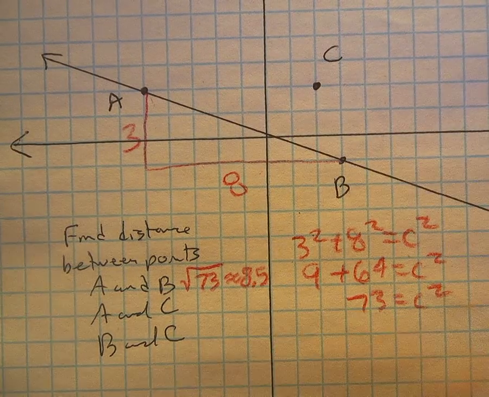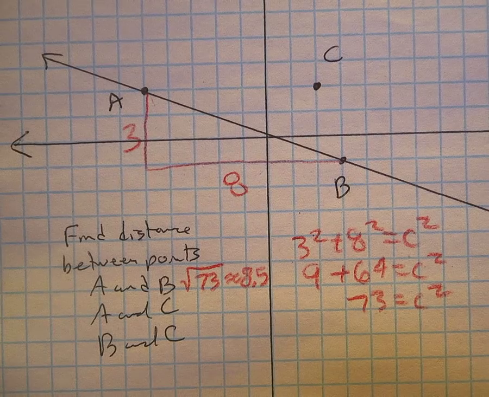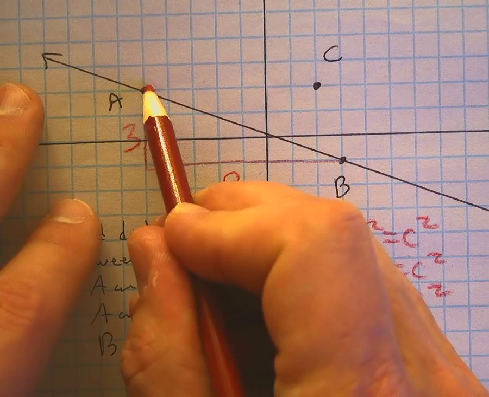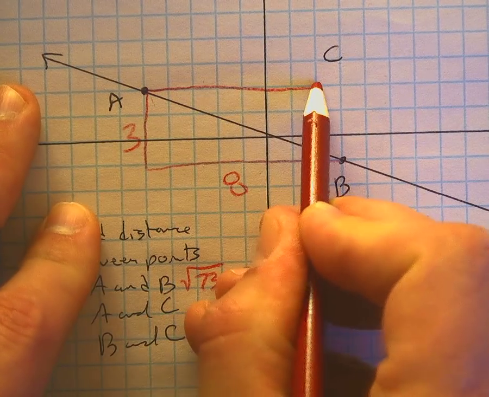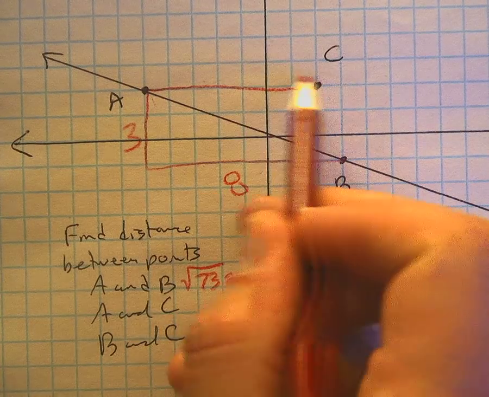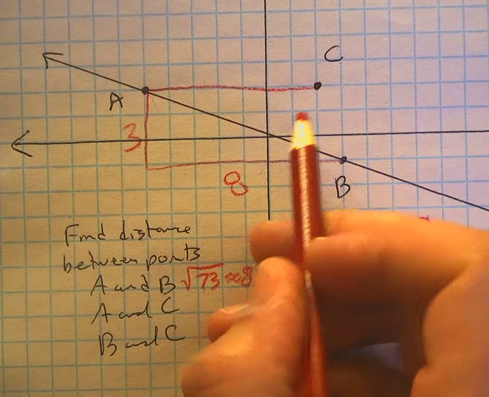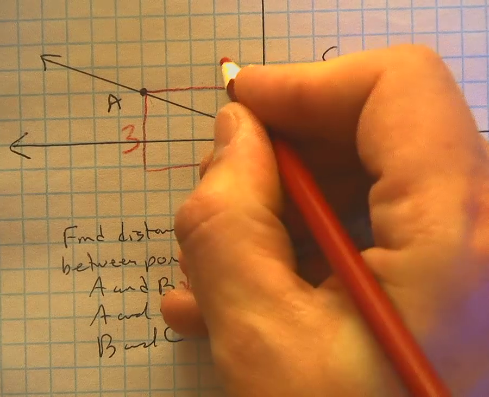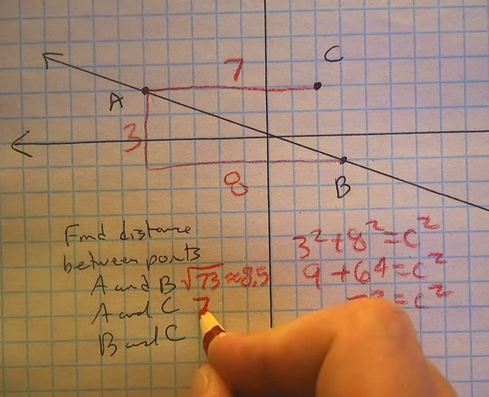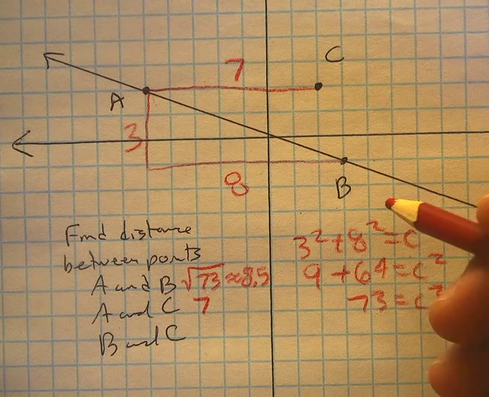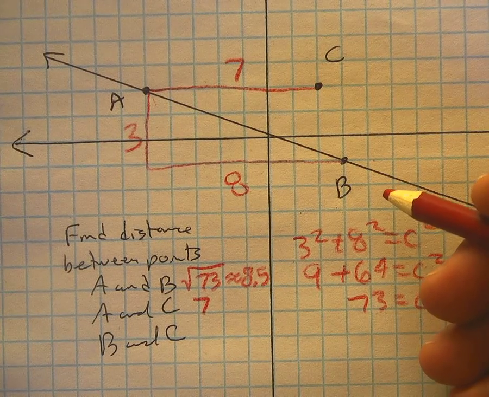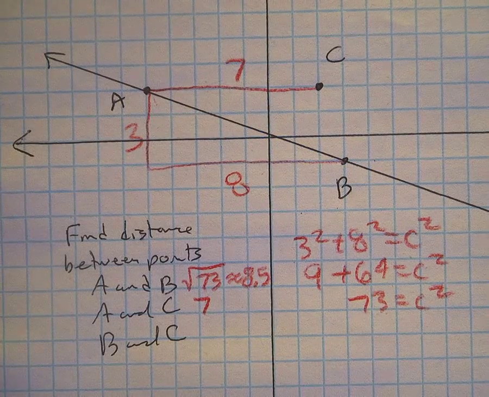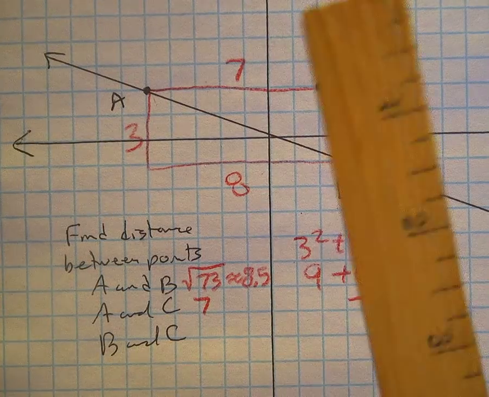All right, now I'm going to do the same thing from A to C. Notice from A to C, I didn't go up or down, I just stayed on this horizontal line. That's pretty easy to figure out. I can just count the spaces: 1, 2, 3, 4, 5, 6, 7. So this has a length of 7. It's horizontal, vertical, that's all I have to do. Now the next part is I'm going to figure out the length between B and C.